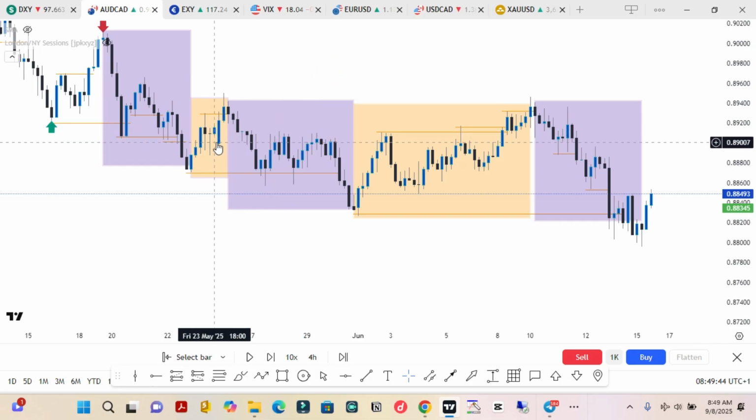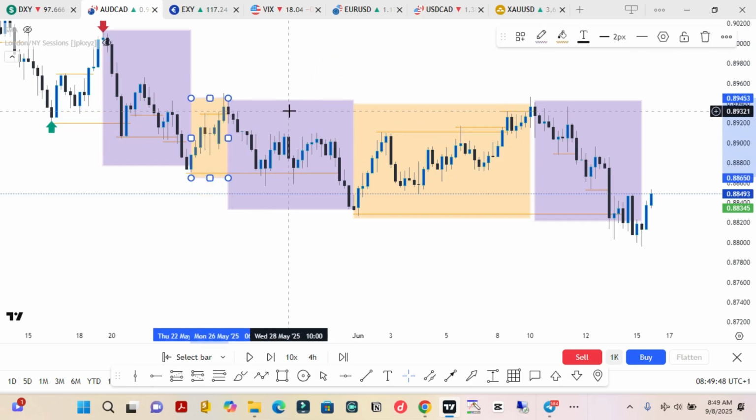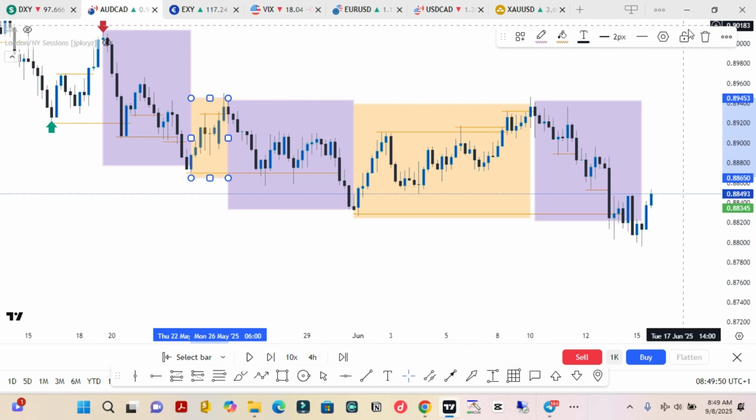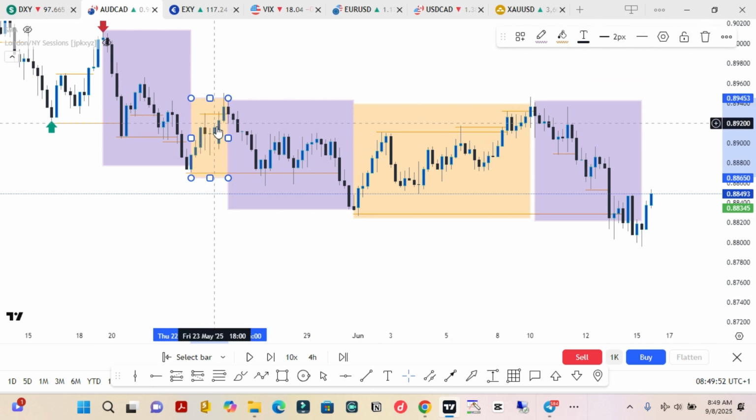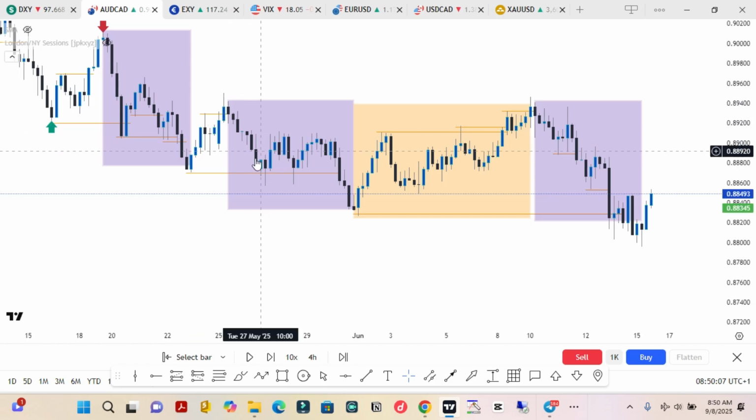This one here is also a mini or substructure which is not aligning with the overall structure. So even though there's a break of structure, I'm not going to be looking for more buys, maybe at 50% or at the demand level or anything like that, or any other block or fair value gap within this level. I'm not going to be looking for buys. Instead, I'm going to be waiting for the next move towards the downside.